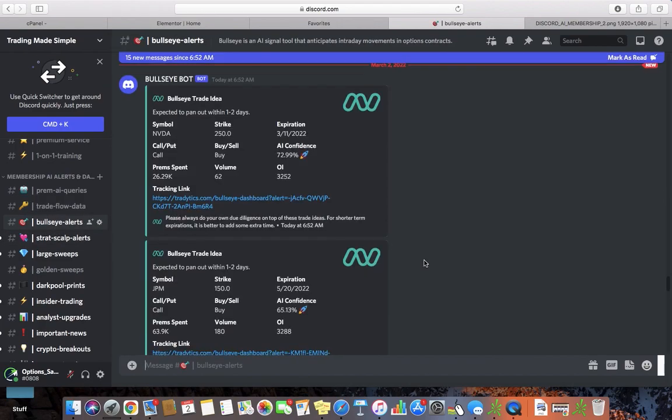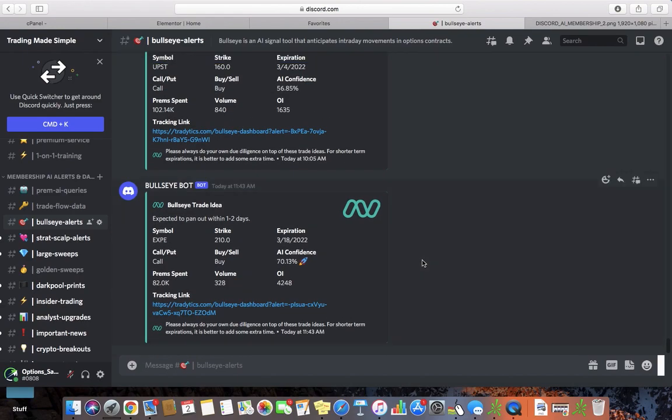Nothing difficult there. So now we're going to get over to the bullseye alerts. Now these alerts I like because this is really a swing trade alert. So the AI and the algorithms have determined, based on the flow data, that this should occur within 1 to 2 days. And they also show you the AI confidence in this, meaning there must be some really good information backing up all of this flow for them to have identified this as a 70% AI confidence.